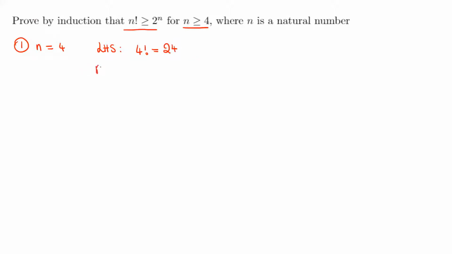If we plug n equal to 4 into the right-hand side, we get 2 to the power of 4, which is just equal to 16. So from these we can see that the left-hand side is indeed greater than the right-hand side. So we know it's true for n equal to 4.